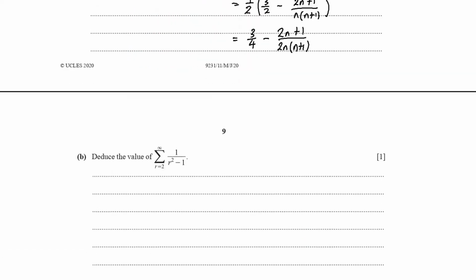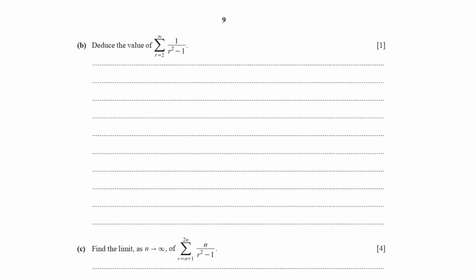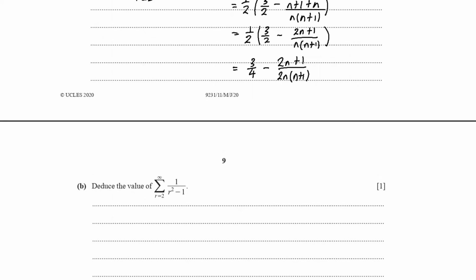Let's scroll down to part B. On part B, the question goes, deduce the value of the summation from r is equal to 2 to infinity of 1 over r squared minus 1. Now you see how we had worked out the summation of this thing from r is equal to 2 up to n, and we had gotten for ourselves 3/4 minus 2n plus 1 over 2n of n plus 1.